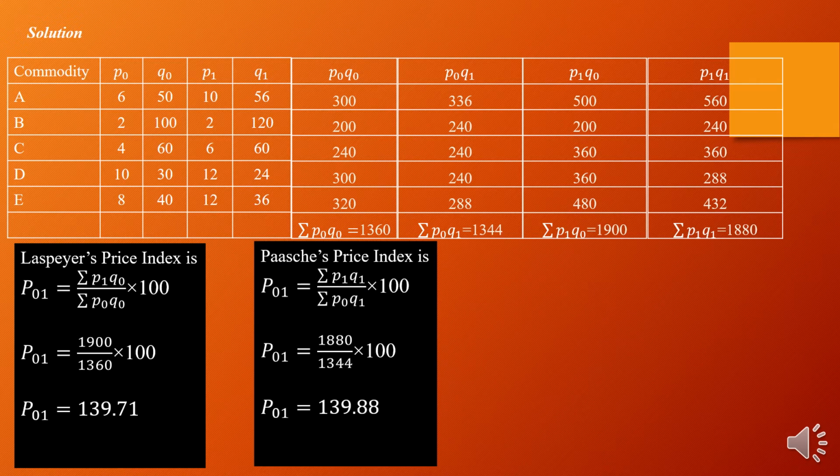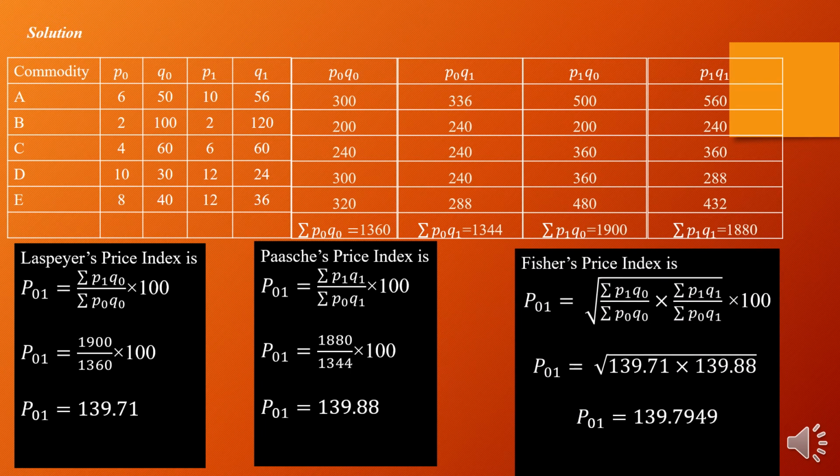Now let us calculate Paasche's price index number. So P01 is equal to summation P1 Q1. So P1 Q1 sum is 1088 and divided by sum P0 Q1. Sum P0 Q1 is 1344 into 100. So the answer is 139.88.